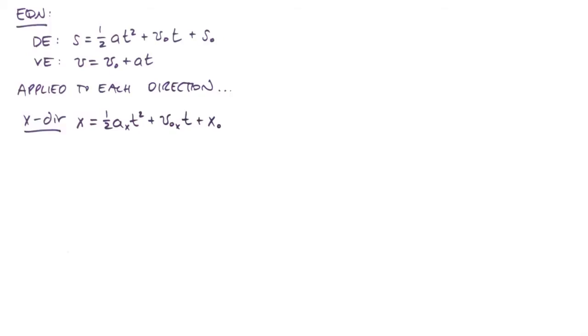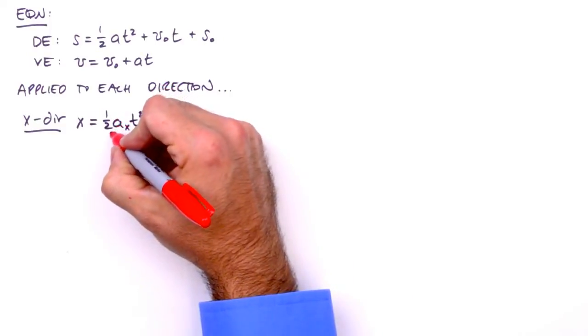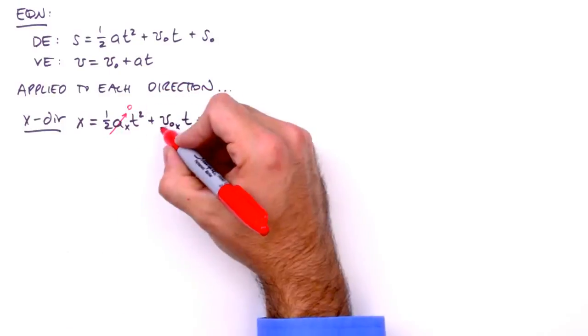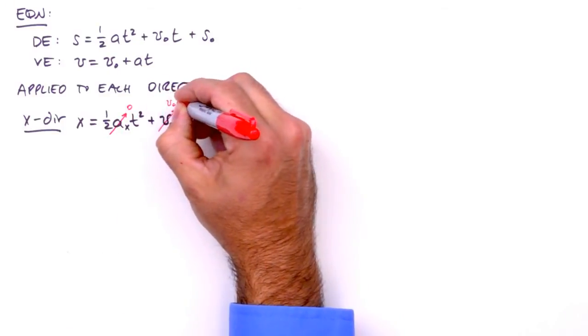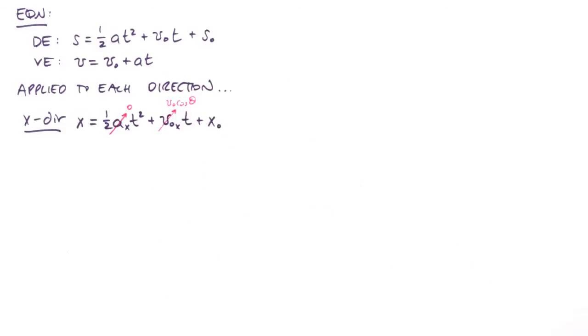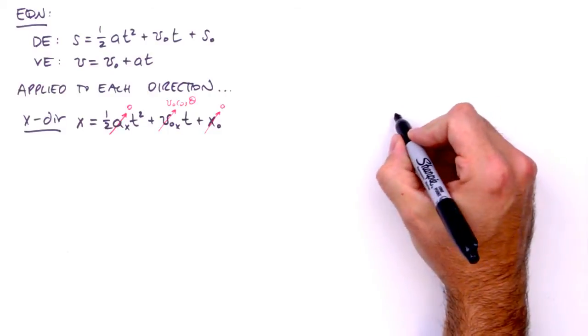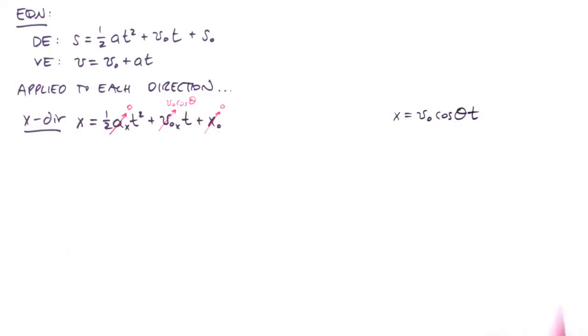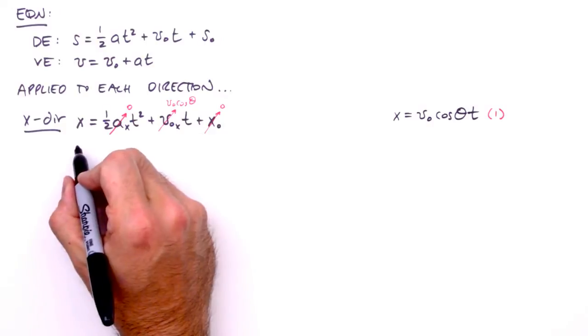Before moving on, we're going to simplify this equation. A projectile's horizontal motion is unaccelerated, so we can set a sub x to 0. We've defined v sub o sub x as v sub o cosine theta, and x sub o is 0. So the displacement equation in the x direction simplifies to x equals v sub o cosine theta t. We'll label this equation 1 and set it aside for now.